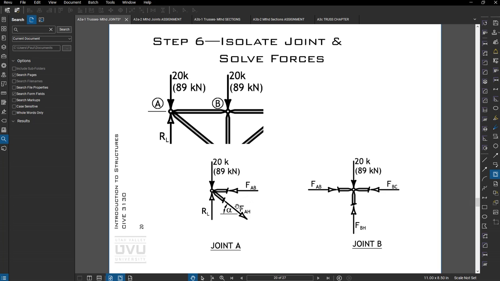Then I can jump over to point B, do the same thing. In this case, it looks like I have 3 unknowns, but in reality, I know FAB from joint A. So what really becomes valuable is to start at a node with only 2 unknowns. If I start at a node with 3 unknowns, I simply can't solve this. All right, then I just work my way along the truss until I get to the end.